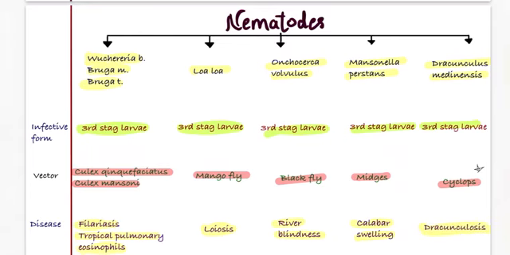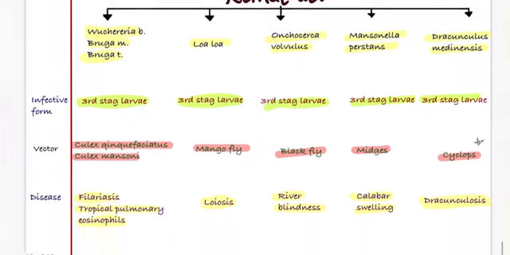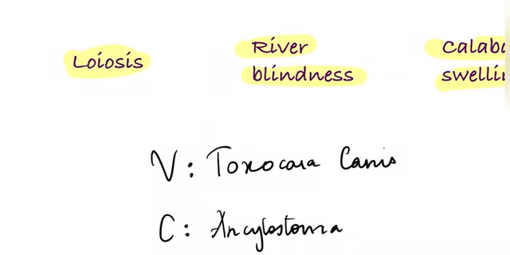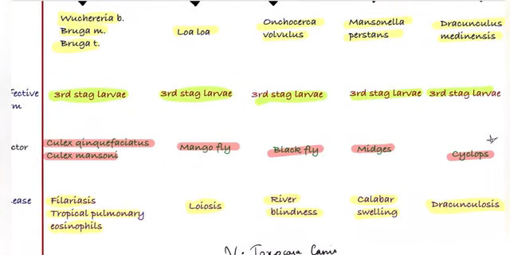Now, one more important question is which organism causes cutaneous larva migrans, and which organism causes visceral larva migrans. Visceral larva migrans is caused by Toxocara canis, and cutaneous larva migrans is caused by Ancylostoma. You can also get image-based questions about the egg identification of all these parasites and how to differentiate between the parasites of Wuchereria, Brugia malayi, Brugia timori, and Loa loa.